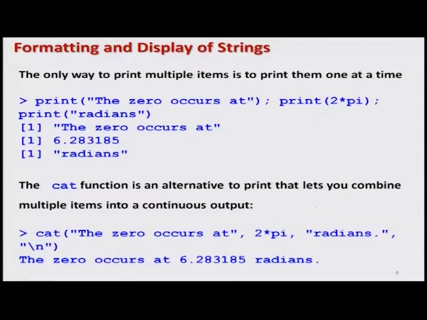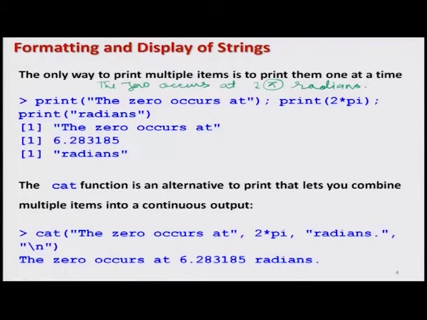So, let us first take the same example where we concluded our last lecture. If you remember, we wanted to print 0 occurs at 2 pi, whatever is the value of pi, that should come, radians, and we were unable to do it.